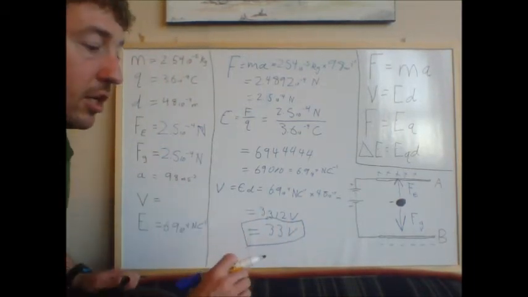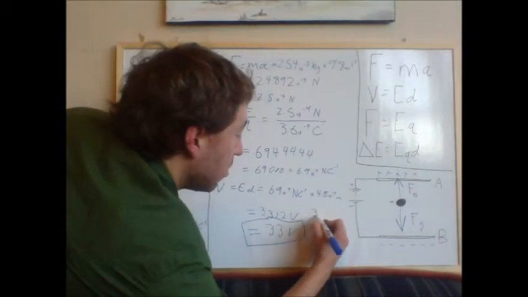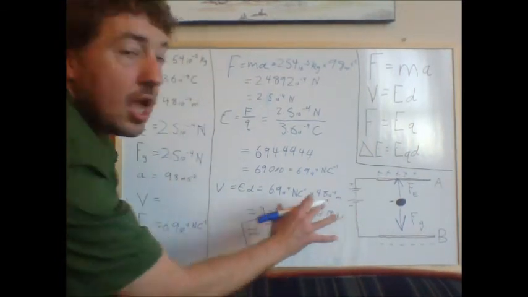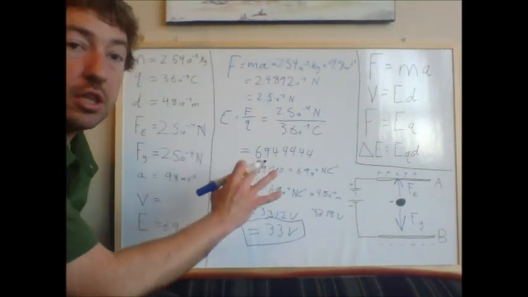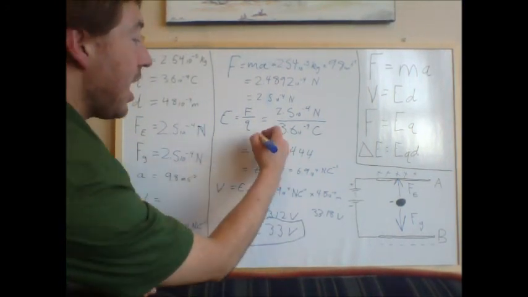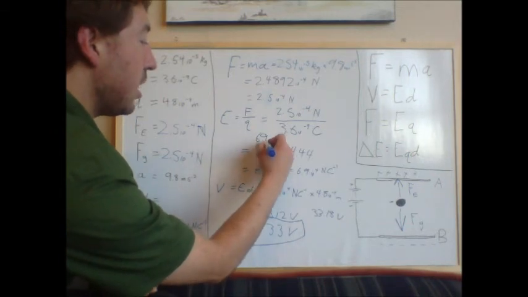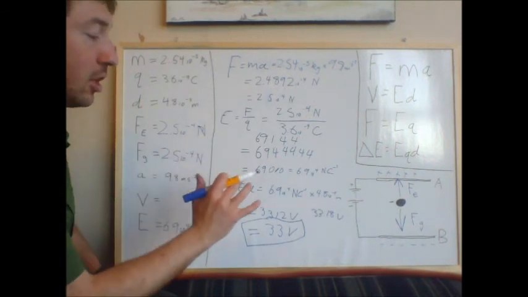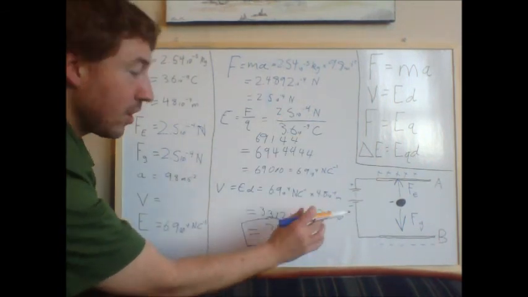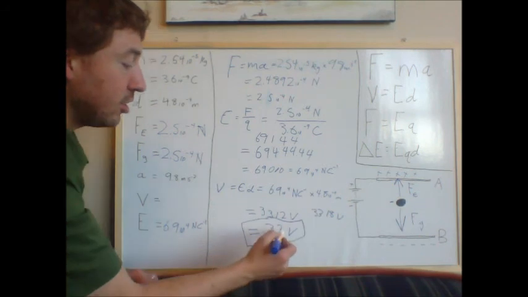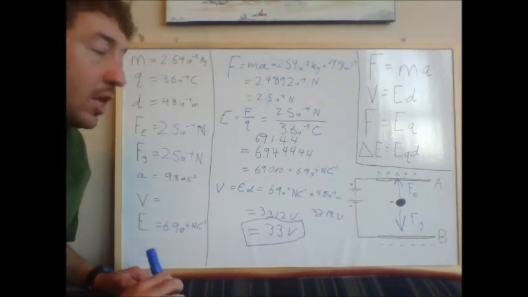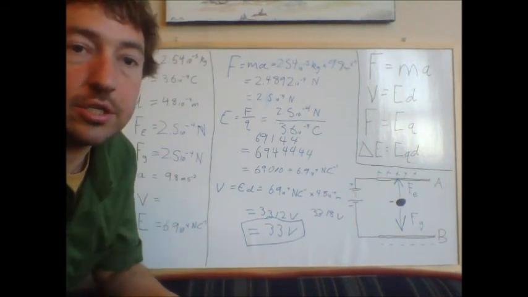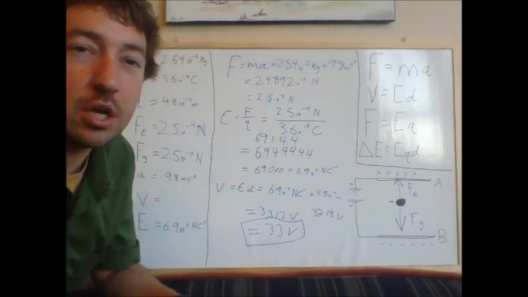You may have gotten 3.18 volts. And that's okay if you did your rounding a little bit differently. You may have gotten a number up here, 69.144, if you used your answer, and that's also okay, because down here, because of our significant figures, it's still just going to be 33. So there is your answer to the 2012 question on static electricity.